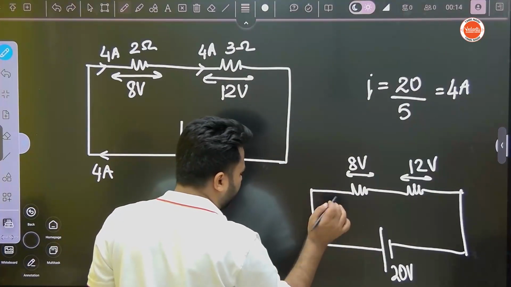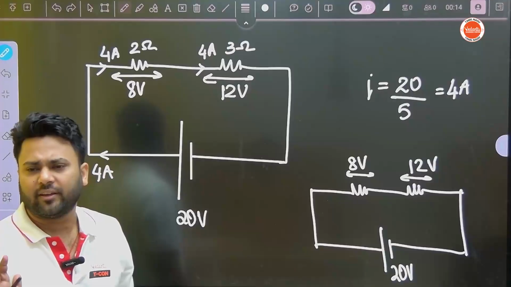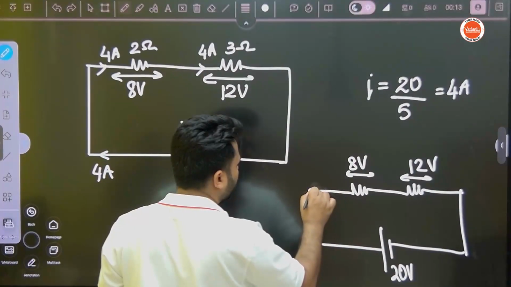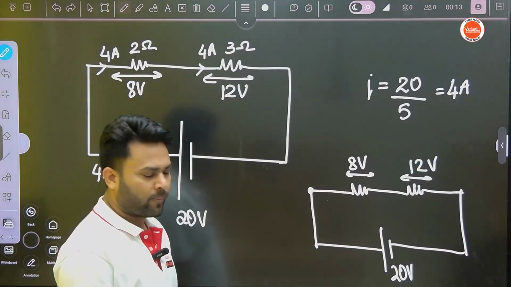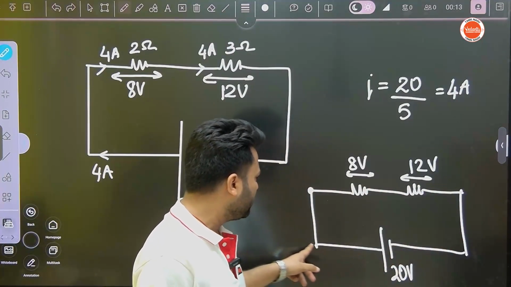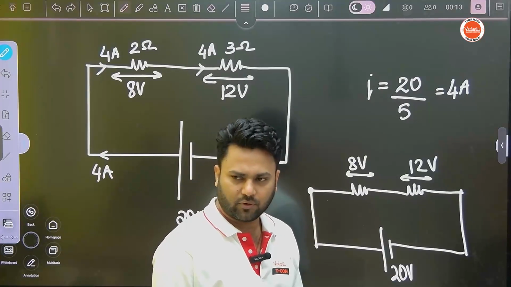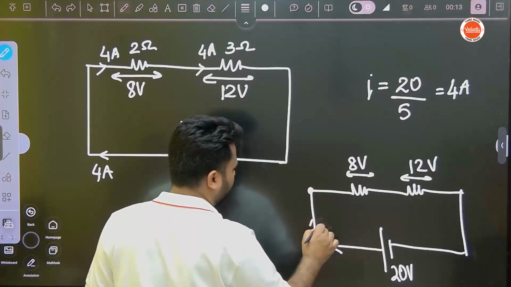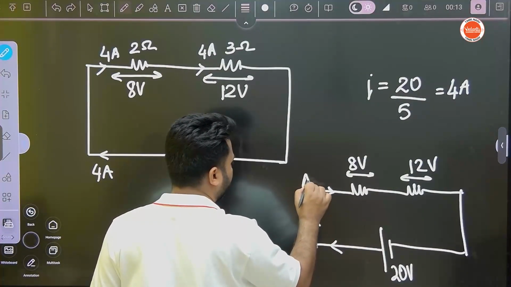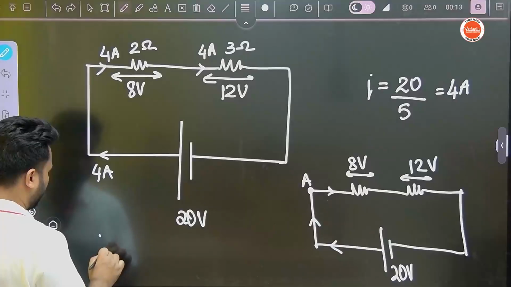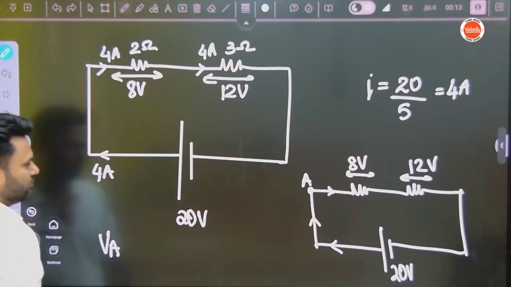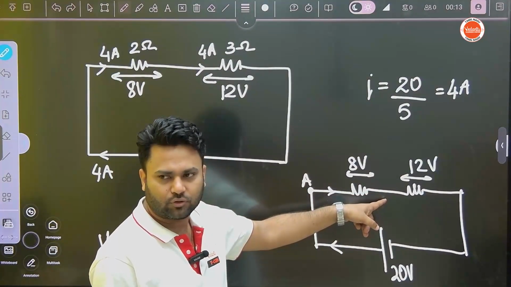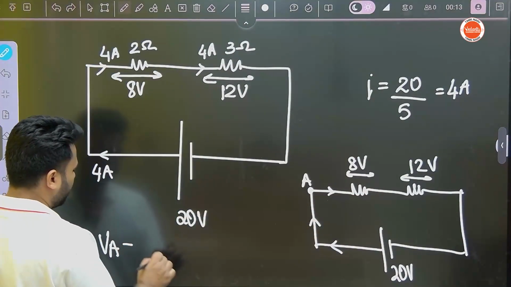If I start from any point, you can start from any point. Again, I'm saying, suppose I start from here and across the loop, you come back to the same point. What will happen? See, current is flowing like this. Suppose this is point A, so I am writing this potential at point A. I am going from high potential to low potential, so subtract. How much voltage? Minus 8.